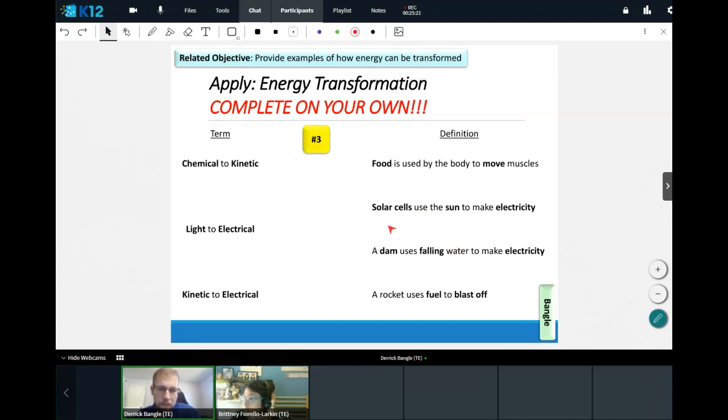And then for the definitions, we have a rocket uses fuel to blast off, a dam uses falling water to make electricity, solar cells use the sun to make electricity, and food is used by the body to move muscles. So we need to connect the correct transfer of energy with the correct description of what's happening in real life.